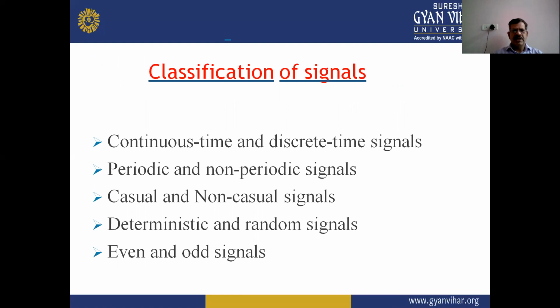Classification of signals. Next is the classification. The first one is continuous time and discrete time signals. The second one is periodic and non-periodic signals. The third one is causal and non-causal signals. The fourth one is deterministic and random signals. And the fifth and last is even and odd signals. So these are some classifications of signals.